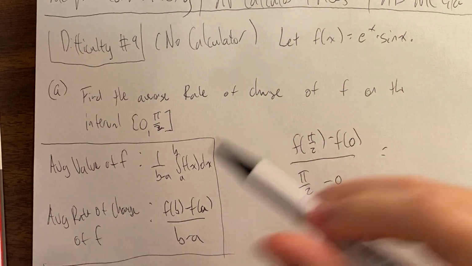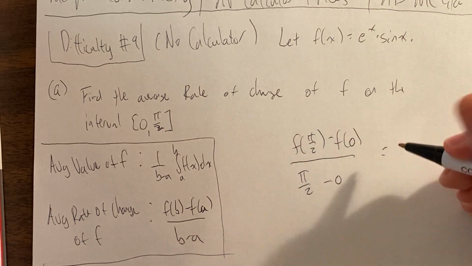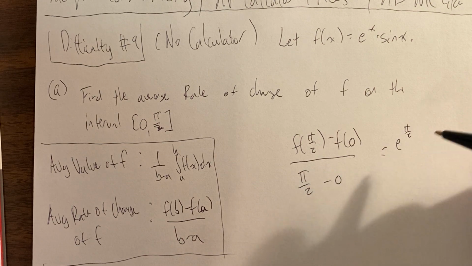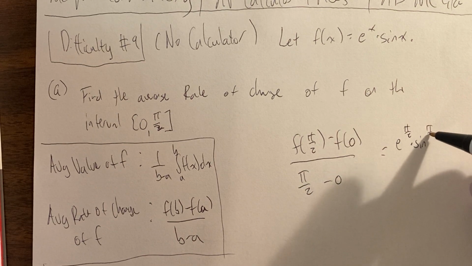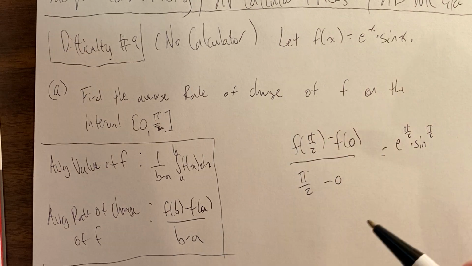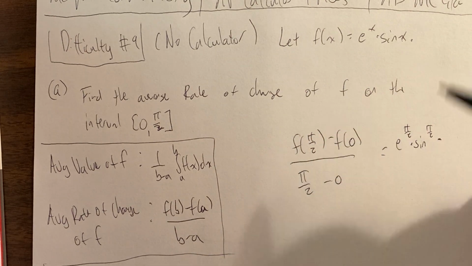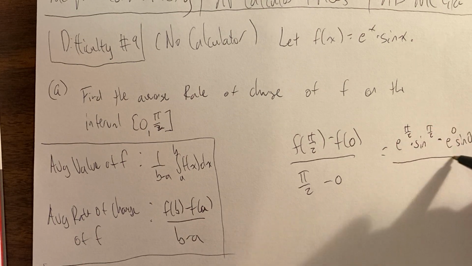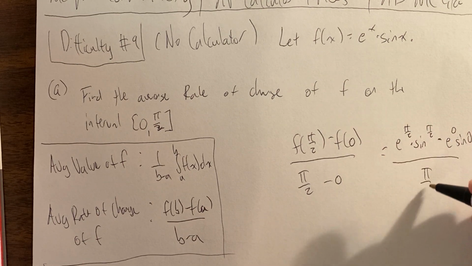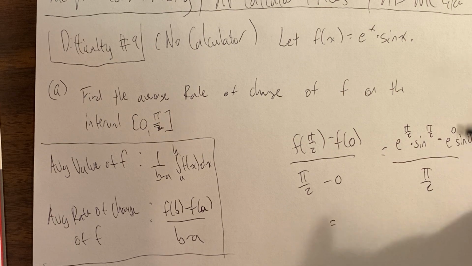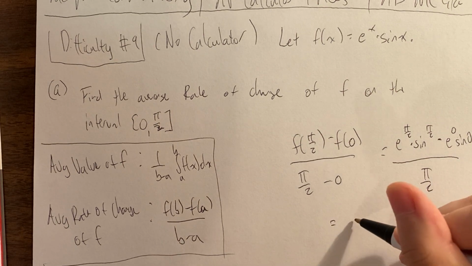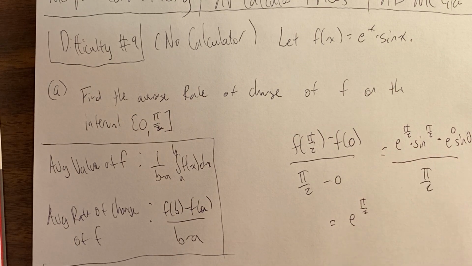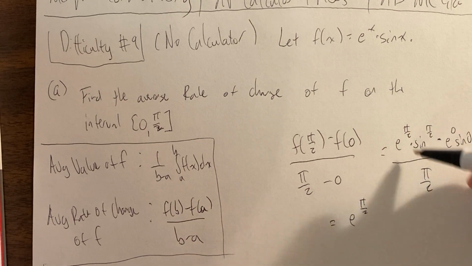So what we're going to get is f of pi over 2. That is going to be e to the pi over 2 times sine of pi over 2. We're only plugging in pi over 2 in this function. Then the next y coordinate will be e to the 0 times sine of 0. And finally, this will all be divided by pi over 2, of course. So e to the pi over 2, that's not a number anybody knows, so we're not going to simplify that at all. I don't know why I wrote this as an exponent.